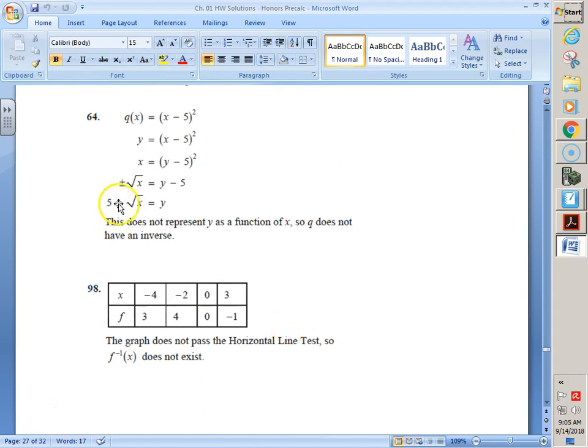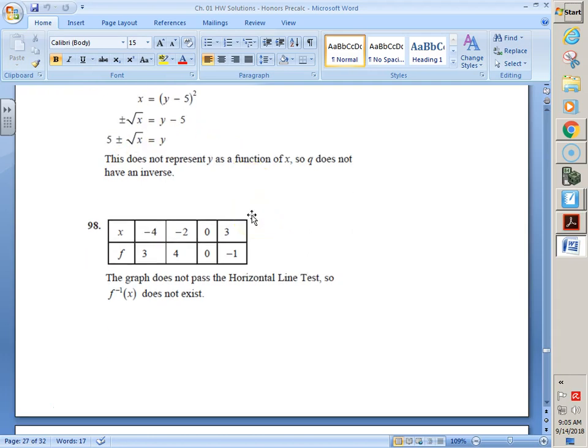Number 64, did you get the plus or minus? Therefore, it's not invertible. Plus or minus, like yesterday. Square root of a squared is an absolute value. You need the plus or minus, not just one function. Number 98, the graph does not pass the horizontal line test.